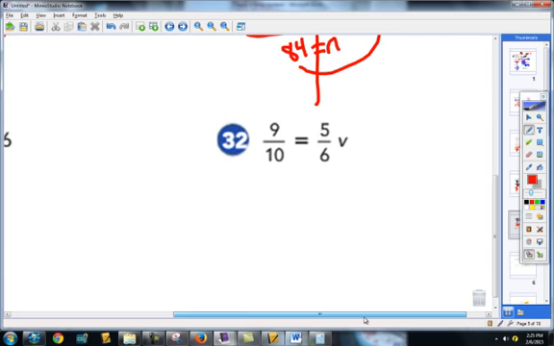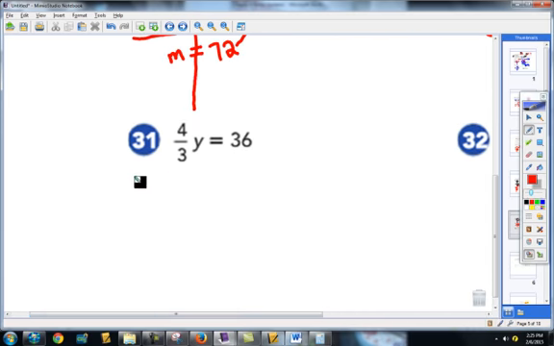Alright, finally to these ones, because this is where it takes another step. So I just want to do these as practice. Actually, I'd like you to do 31 and 32 real quick, please.